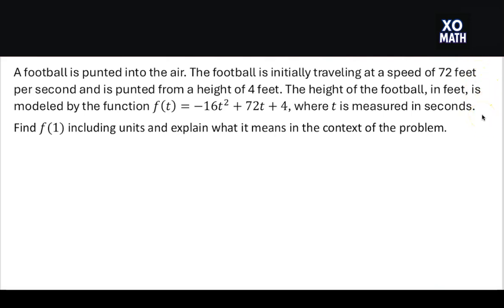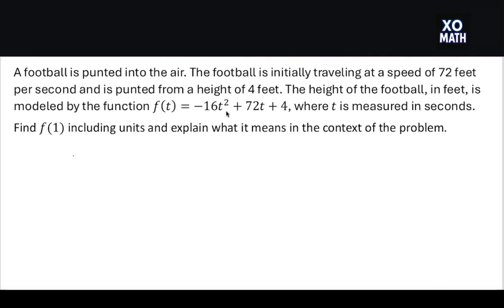Now we're going to answer some different questions regarding this model. First, we're going to find f of 1, including units, and explain what it means in the context of the problem. So first, find f of 1 including units. So 1 is a time in seconds because t is measured in seconds. It's the input. And we're going to plug it into our model.